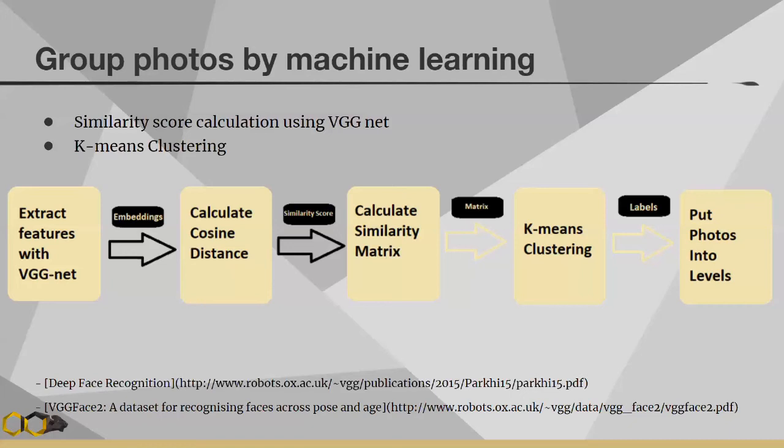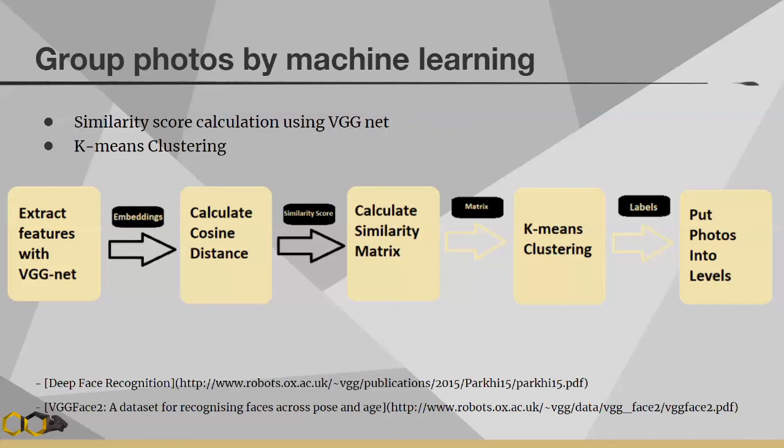First, we will use VGG FaceNet to extract features as embeddings. And then we will use these feature vectors to calculate cosine distances. These distances are then used to calculate similarity scores. A huge similarity matrix is then constructed. After that, we can perform k-means clustering on it. And at the end, it will return group labels for all the photos.